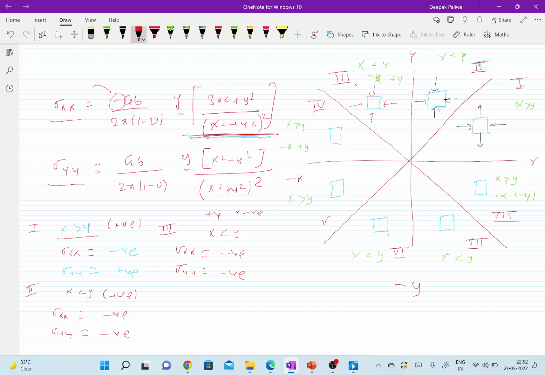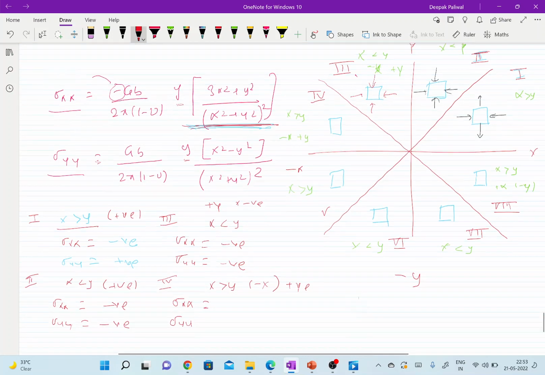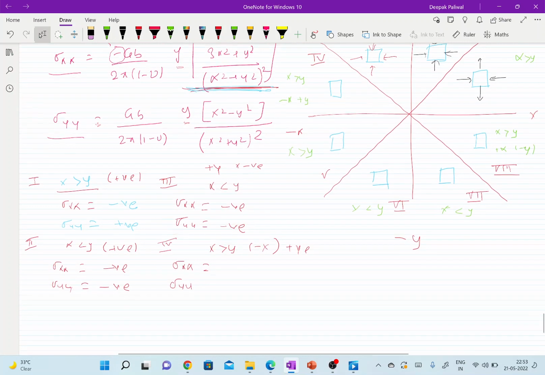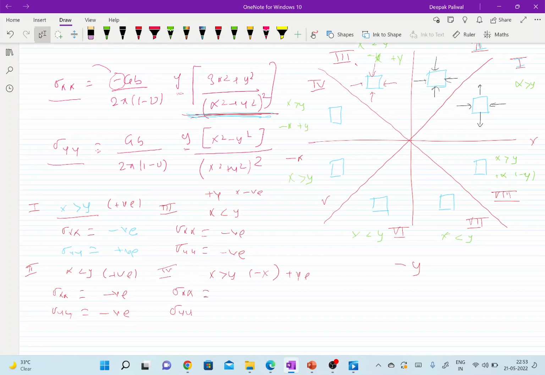Now take the fourth quadrant. Fourth quadrant is what, x is greater than y, but x is negative, and y is positive, so again see sigma xx, sigma yy. In case of sigma xx, what we can see here, like x is greater than y, but x is negative, so here again square term, this complete term is positive, and y is positive, so this is negative sign, so it will show negative only.